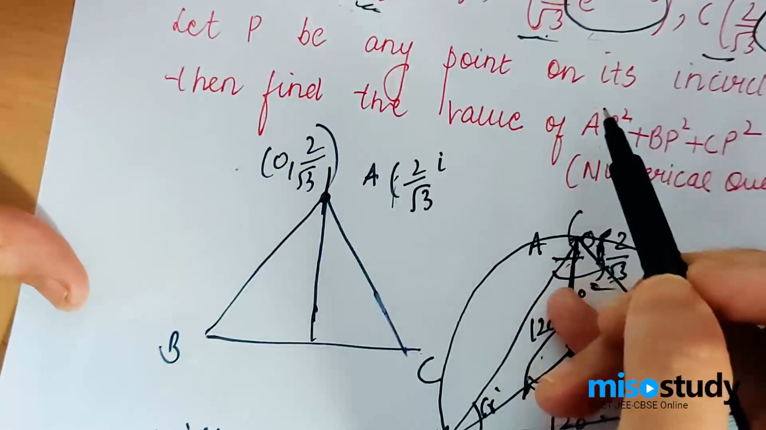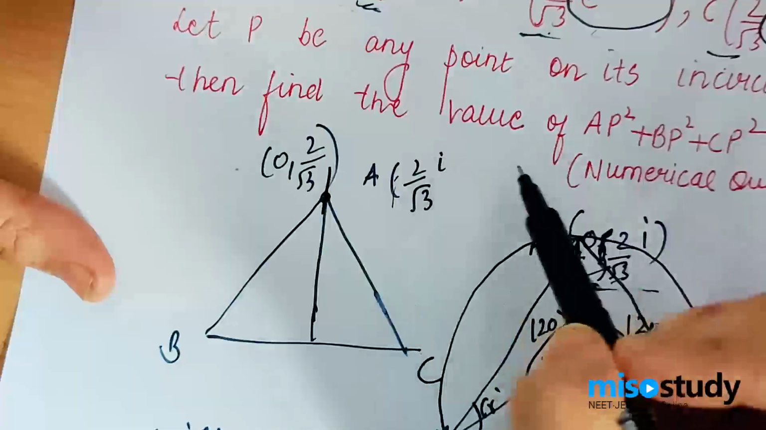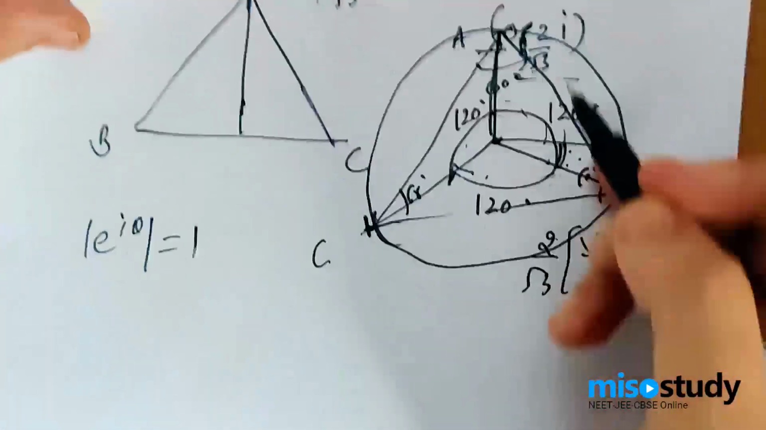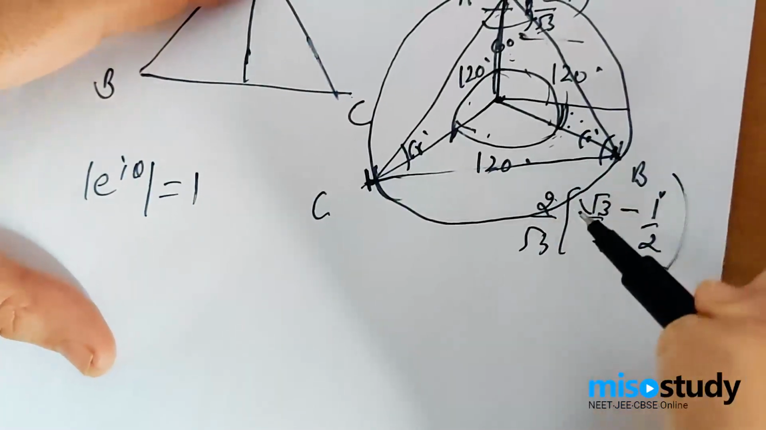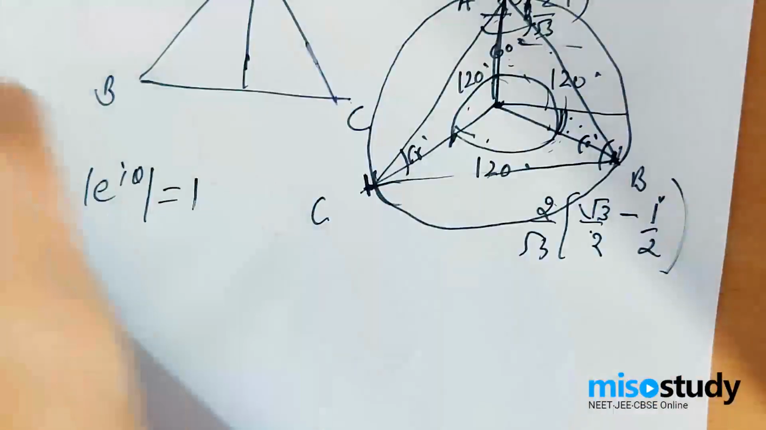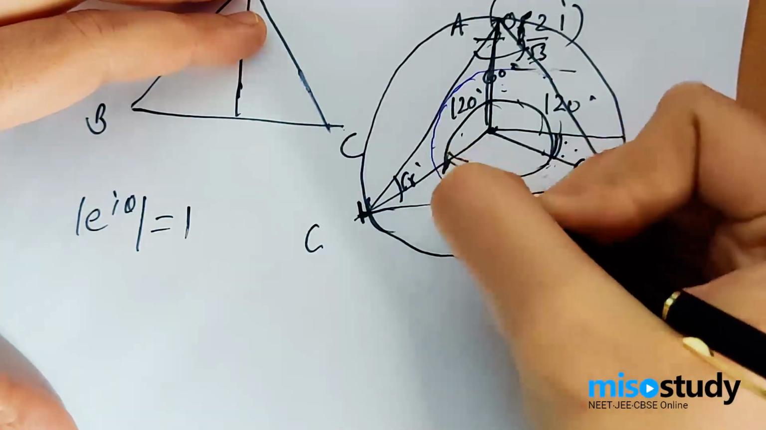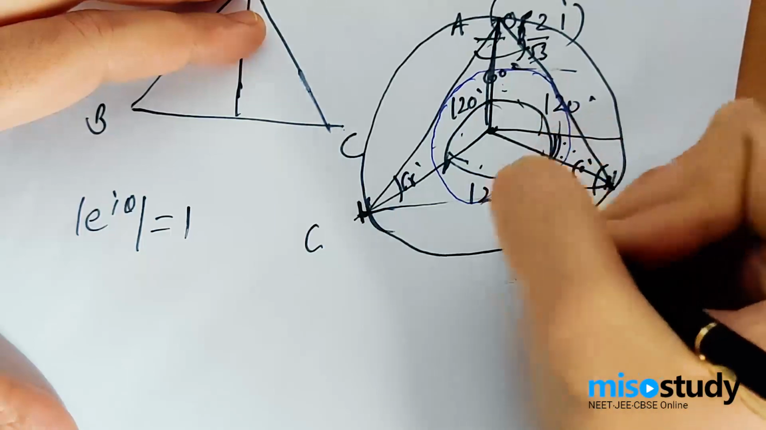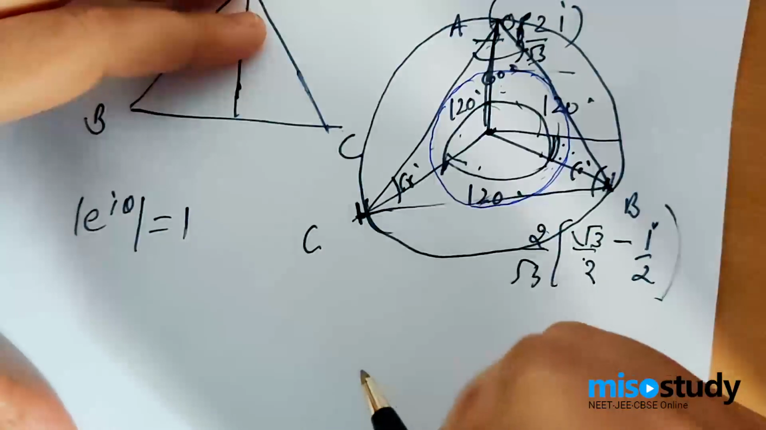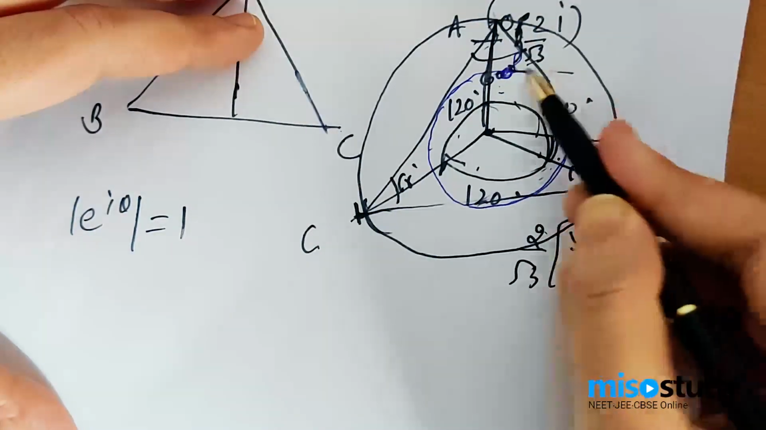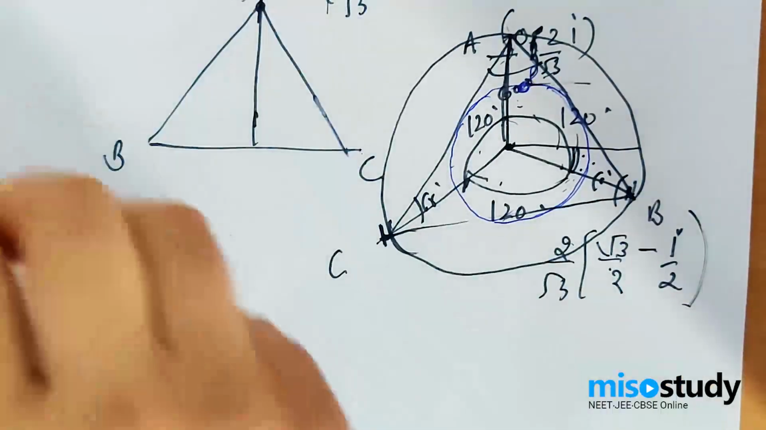Now, since they're saying P is any point on its incircle, you have to find AP square, BP square, CP square. We are aware of what A, B, C are. P is any point on the incircle of this particular triangle. So if I draw the incircle of this triangle, it will be something like this. Okay, and P is, let's say, somewhere over here, and I need to find AP square, BP square, CP square.